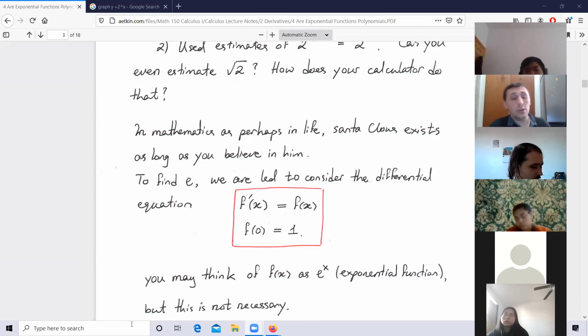So I'm asking, can you come up with a mechanical process using only addition and multiplication to simulate exponential functions, simulate e to the x? In particular, simulate a function whose derivative does not change the function, and a function that at 0 equals 1.